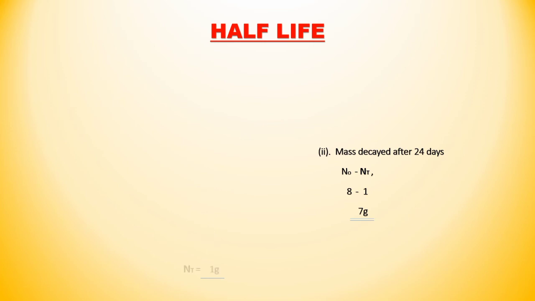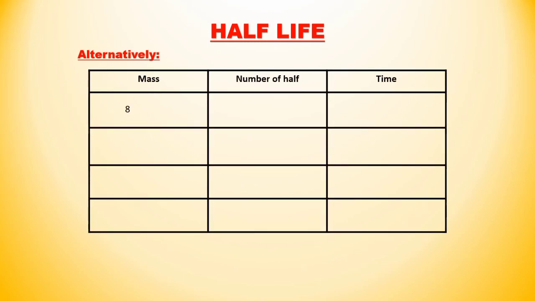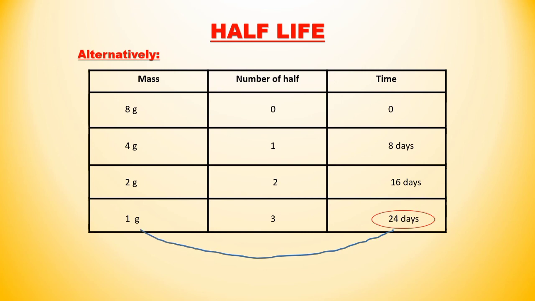Now let's look at another way. How can we deal with it using the other alternative? If we use the alternative that we used in the table, what can we get? Here we have the mass already given to us, and the number of halves, and then time. At the first half, a half of 8 is 4. So 1 times 8 is 8. A half of 4 is 2. 2 times 8 is 16. A half of 2 is 1. Then 3 times 8 is 24.